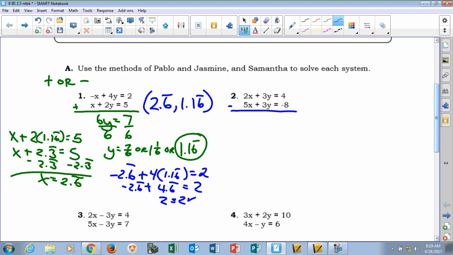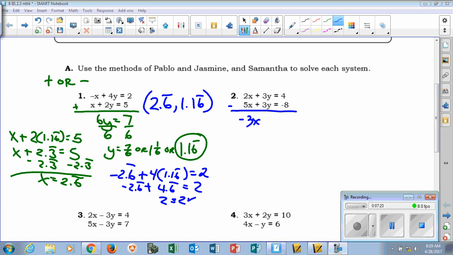So now, we got to just go in order. 2x minus 5x. So what's 2 minus 5? So we said it was negative 3x.